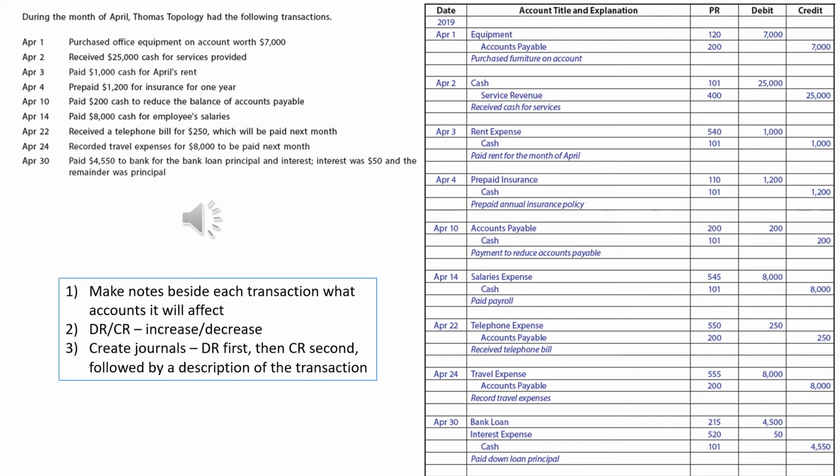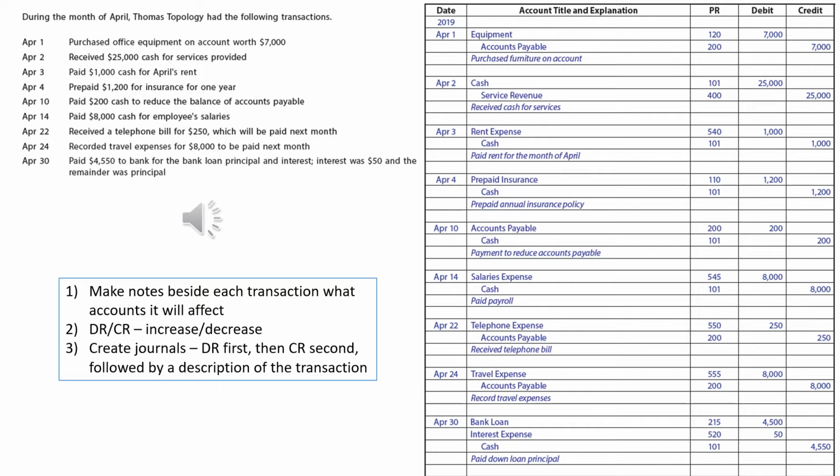April 14th, you paid $8,000 cash for employees' salaries. In this case, you're debiting your salaries expense and crediting cash for $8,000. You are now no longer in the possession of that cash. Your employees are. It's an expense of the organization. You've paid payroll for April 14th. April 22nd, you received a telephone bill for $250, which will be paid next month. So you will debit telephone expense because you're incurring expense for the organization, and you will credit accounts payable for $250 because you'll pay it later. So therefore you have a liability now as the organization for that telephone bill.